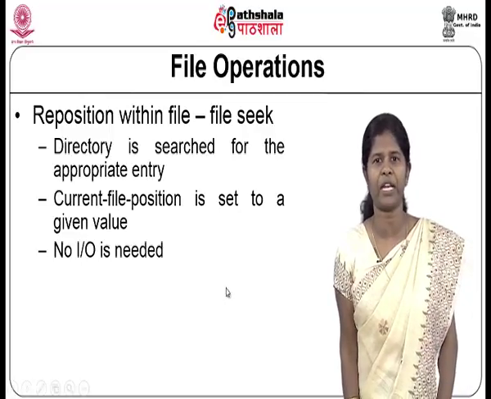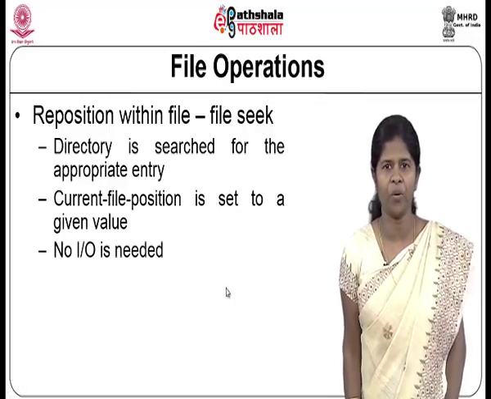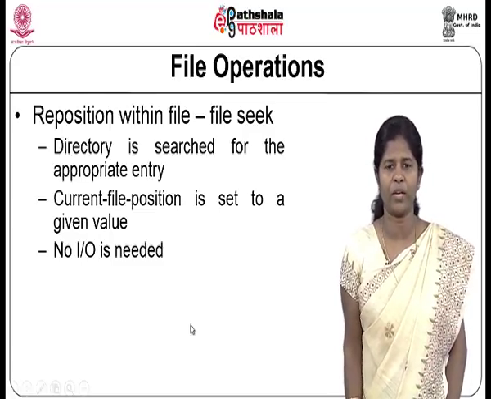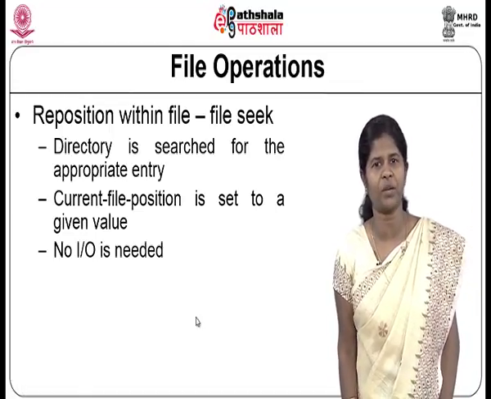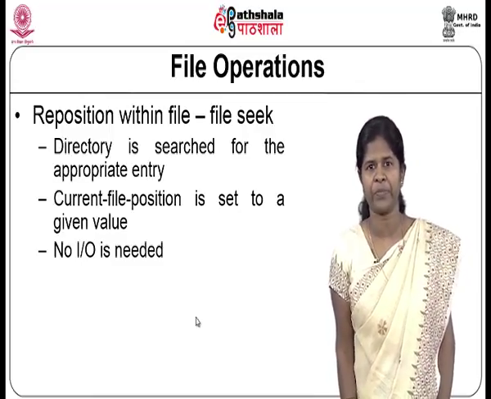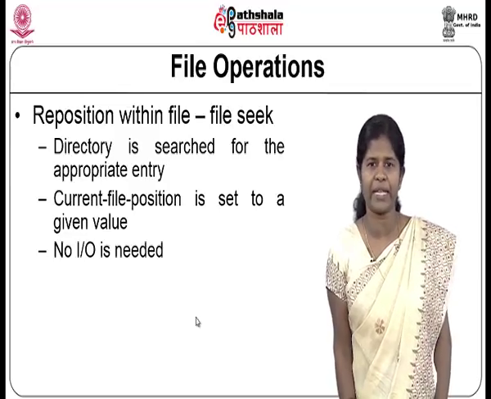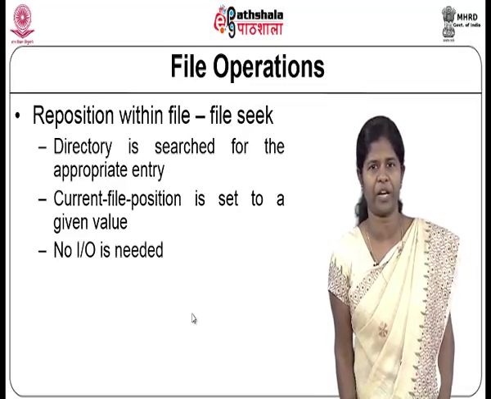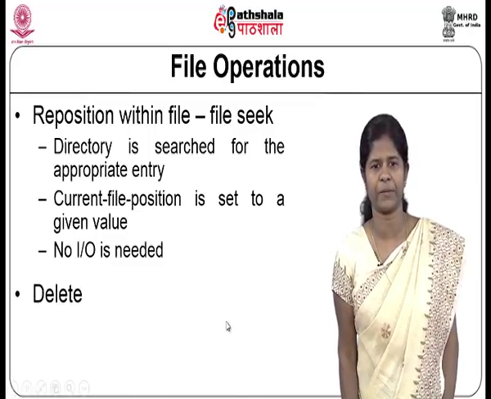It will already have a value where it had operated earlier, but now since you want to change the file position to something else, it will be set to the new value. So, here no IO is needed. Actually, when the repositioning within the file is done, nothing is changed within the contents of the file in the disk. Only the place from where you want to read or write next, which is maintained in the directory structure, is modified. Only that value is modified. No change is done to the file's contents which is placed in the disk.